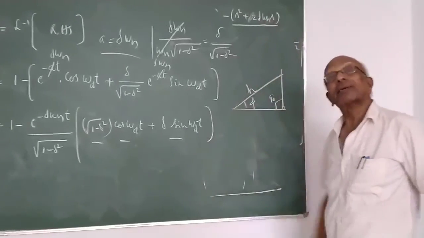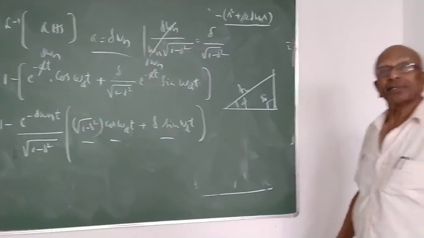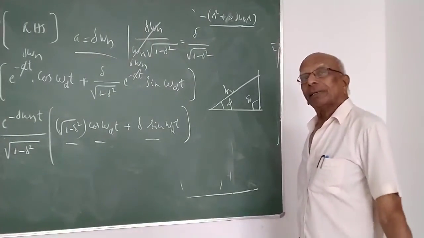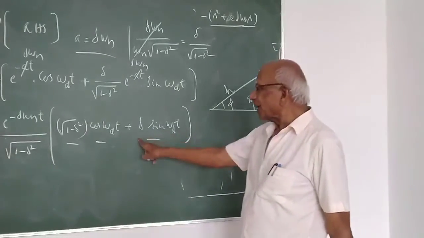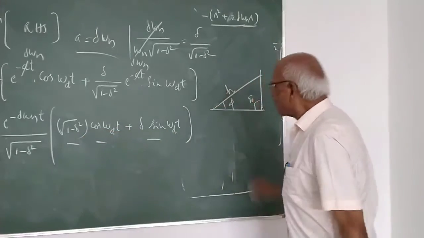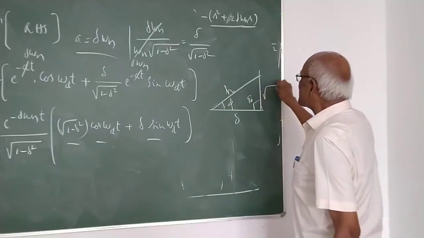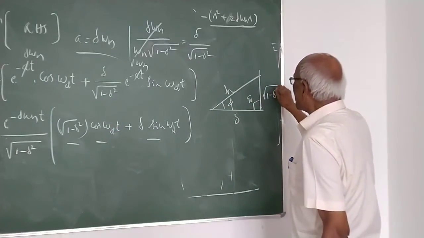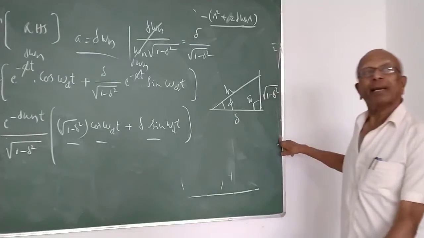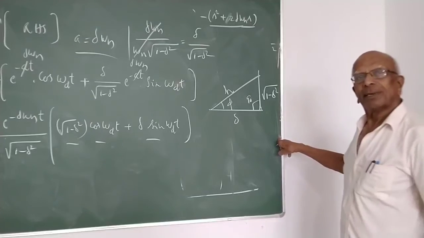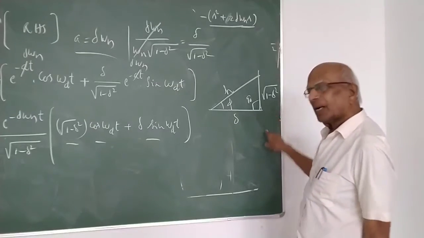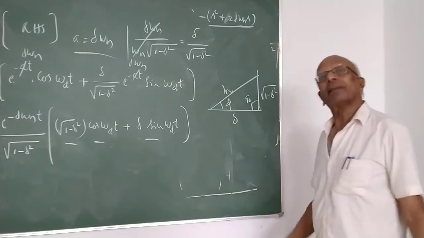Cosine, from first class of trigonometric ratios. What is cosine? Adjacent side by hypotenuse. I want this to be cos, this to be sine. So I will take this as delta and this as root of 1 minus delta square. It is also called the damping ratio triangle. It will be used in some problems, derivations. Please remember this. Many books have not done this, but it's worthwhile remembering this.